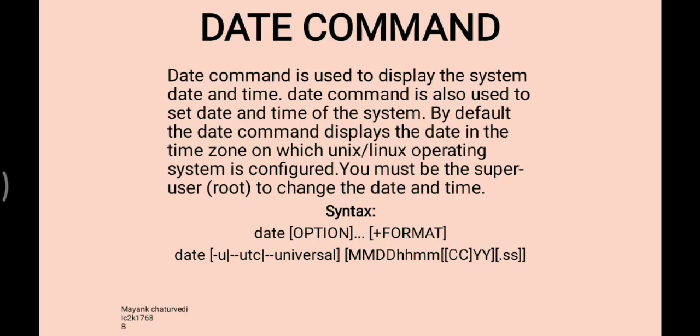Now we will see the date command. The date command is used to display the system date and time. The date command is also used to set the date and time of the system. By default, the date command displays the date in the time zone on which the Unix Linux operating system is configured. You must be super user to change the date and time. The syntax for the date command is date, then option, and then format.